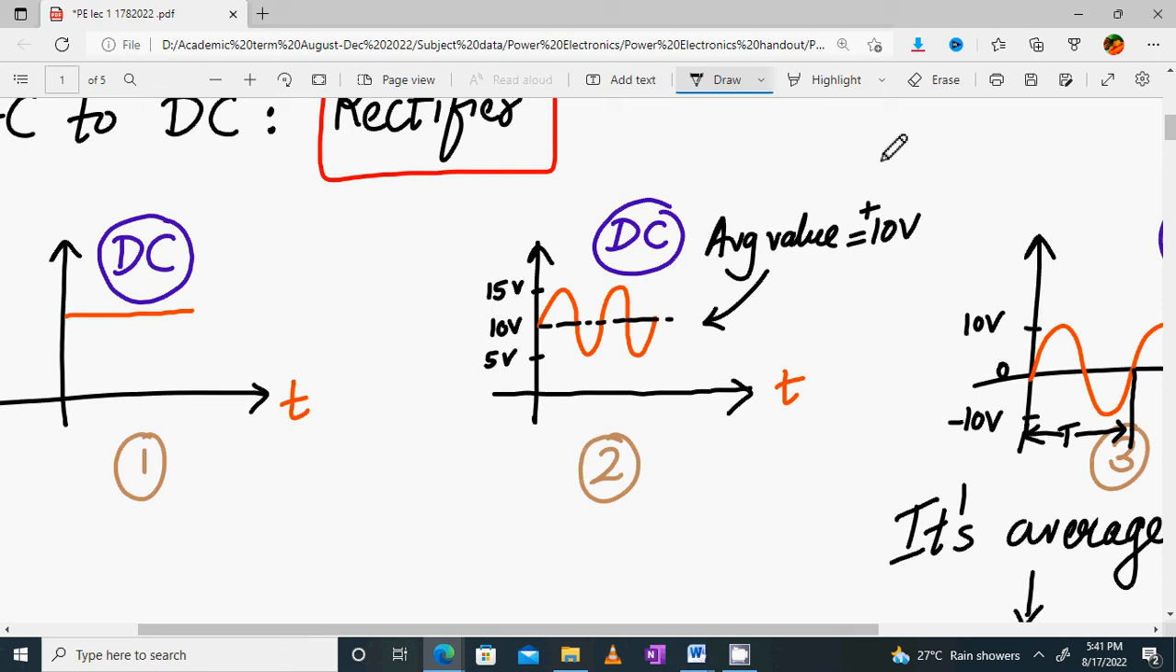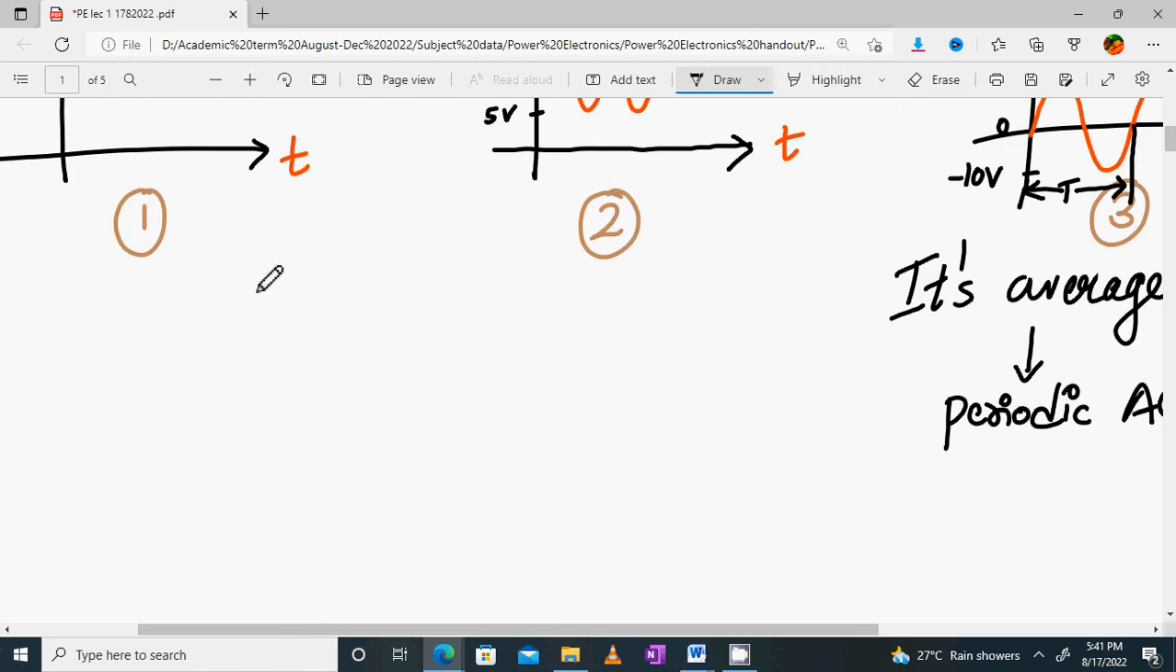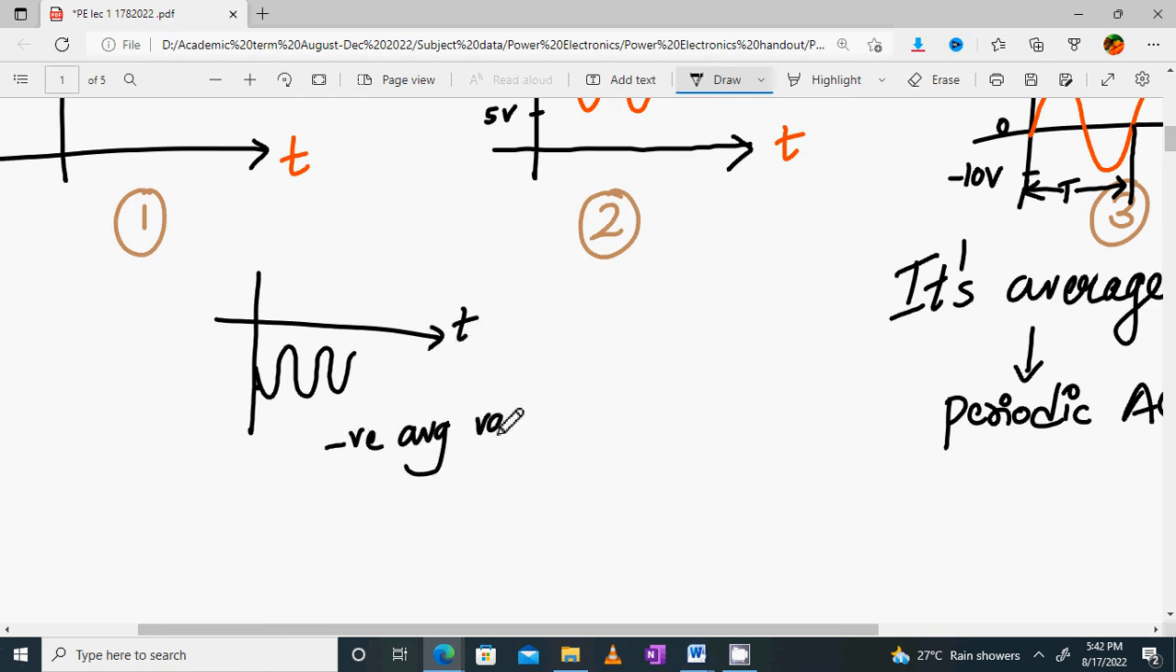We can have another waveform that looks like this, with a negative average value also. Let's say your waveform starts from here. This kind of waveform will have a negative average value, but it's non-zero. So again, this is a DC signal with an AC ripple. Now that you have understood the AC and DC quantities, let us look into more details.